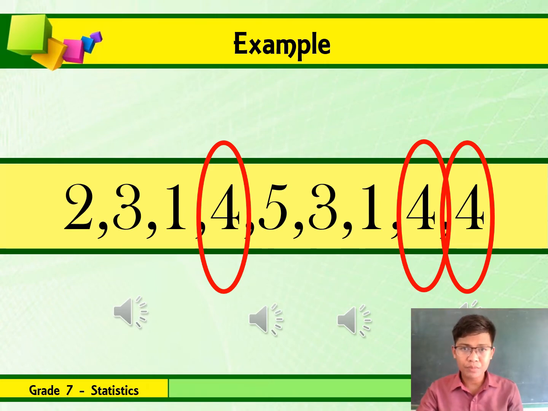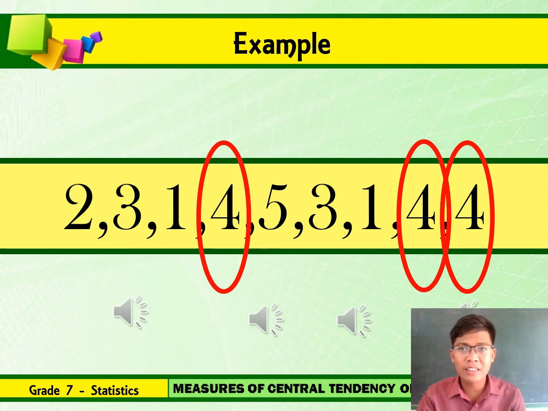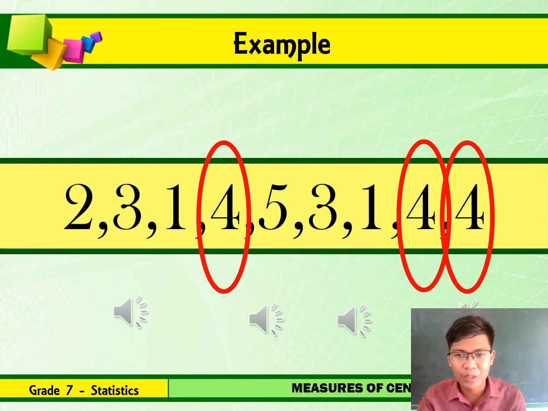How many 1s do we have? 2. How many 3s? 2. How many 4s? 3. So since 4 appears thrice, or the most in the set, we can say that this is the mode for this set of data. Are we clear? Very good.